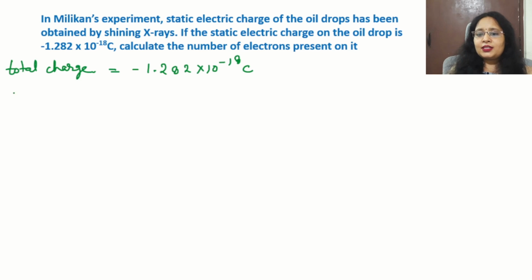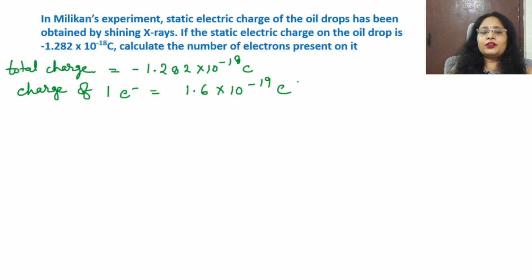So we will note this negative charge while we are doing the calculations. Now next thing is, as we know, the charge on one electron is 1.6 into 10 to the power minus 19 coulomb. So friends, we need to learn this thing. Last time also I told you to remember the charge on one electron. Now these 2 points we will take and we will start our calculation. So we need to find the number of electrons. So let's start.